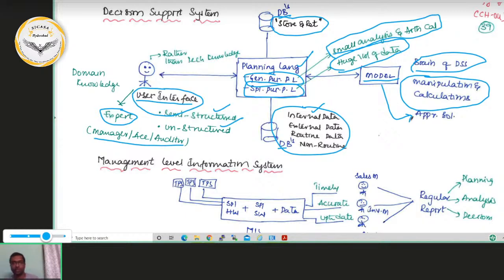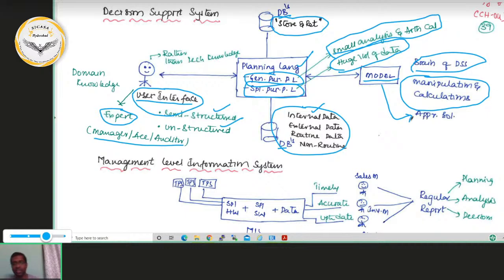So this is about knowledge management information systems. We are studying different levels of information systems. We are done with the operation level information system. Operation level information system example is TPS. We completed knowledge level information system. Knowledge level information system example is knowledge management system and decision support system.